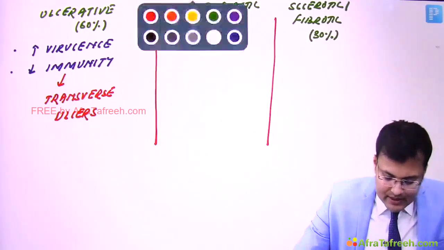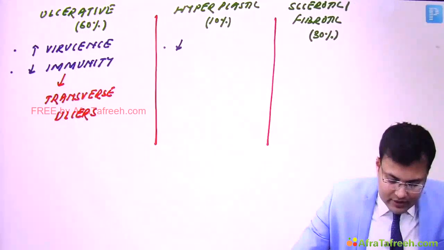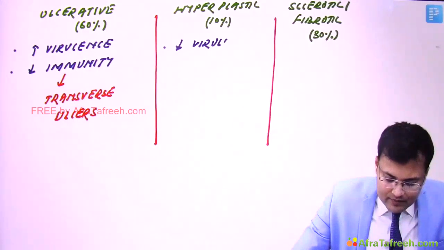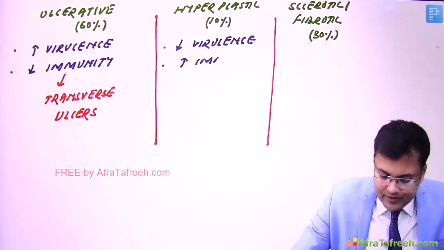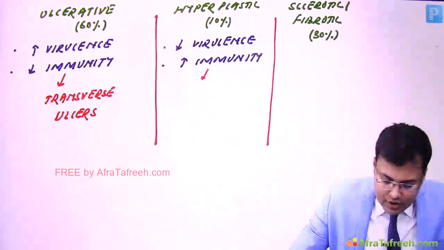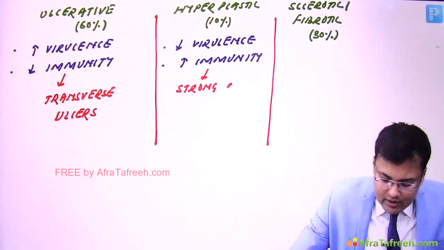So see what happens here. Here the virulence of organism is relatively low, and there is good immunity of patient. So because of this, the patient is going to mount strong inflammatory response. So there is strong inflammatory response.